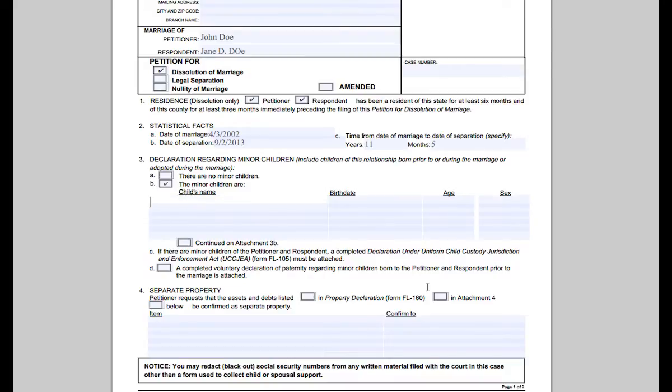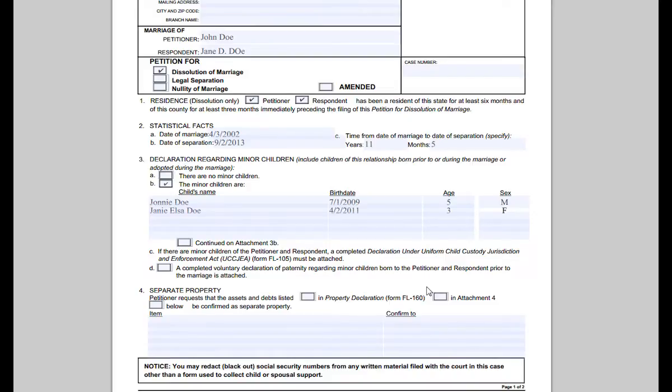So the first child, his name is Johnny Doe, and his birth date is July 1st, 2009, which would make him 5 years old, and M for male. And John Doe's second child, her name is Janie Elsa Doe, and her birth date is April 2nd, 2011, which makes her 3 years old, and F for female.